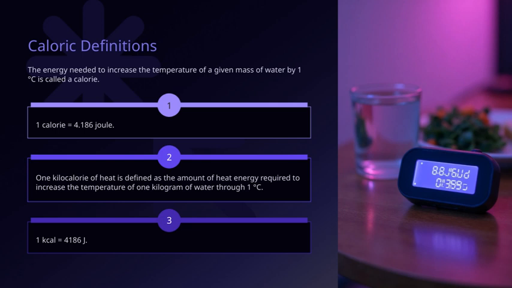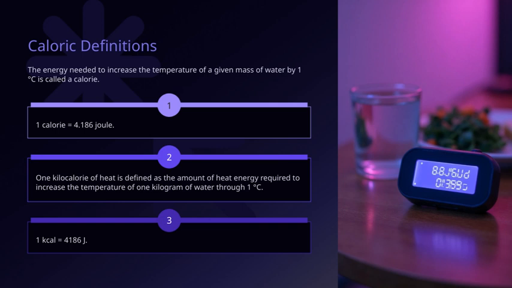In terms of smaller units, 1 calorie equals 4.186 joules. This smaller unit, the calorie, represents the energy required to increase the temperature of a specific mass of water by 1 degree Celsius. When we talk about caloric content, we're essentially referring to this amount of energy needed to heat water. It's a fundamental concept in understanding energy transfer, especially in many biological and physical processes.